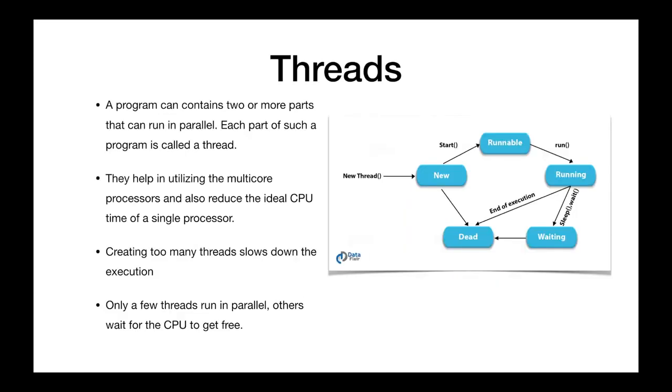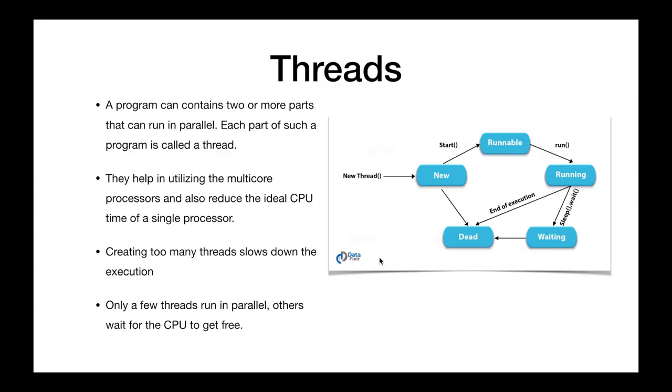Now let's see what a thread is. A program can contain two or more parts that can run in parallel. Each part of such a program is called a thread. Second thing is that threads help in utilizing multi-core processors. They also reduce the idle CPU time of a single processor. But there is a downfall: creating too many threads will slow down the execution. At a given time, only a few threads run in parallel. Others wait for the CPU to get free.